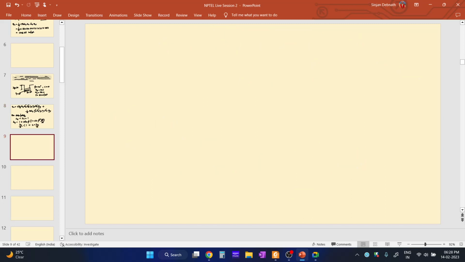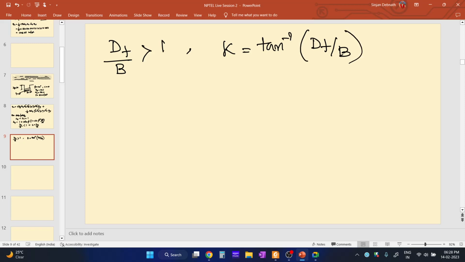But if df by b is greater than 1, in that case K value is equal to tan inverse df by b. Okay, so first of all we need to find out the value of df by b in this case.